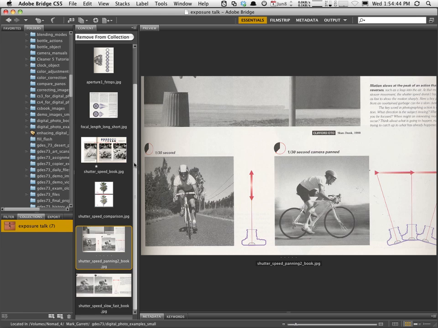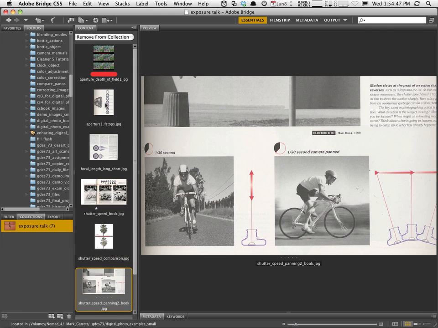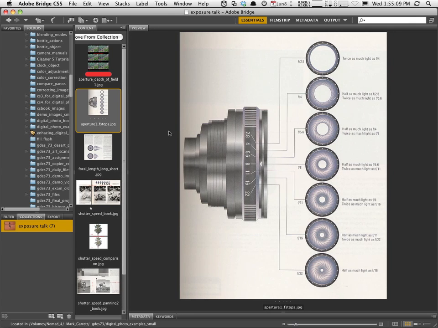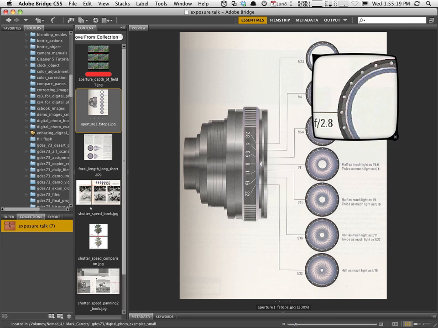The second part of the triangle is aperture. So aperture is basically the size of the hole in the lens that's letting through the light. On older lenses and some higher end lenses, you will see a scale on the side of the lens that will tell you what your f-stop is set to. So the f-stop, this f number here, is the number that tells you how big that aperture is. So this one is f2.8 here, which is the big hole.